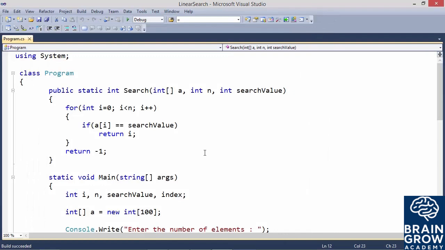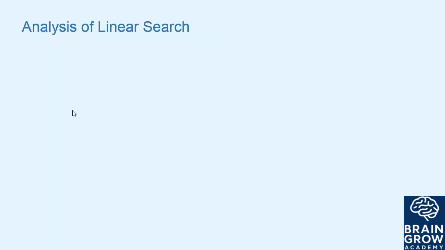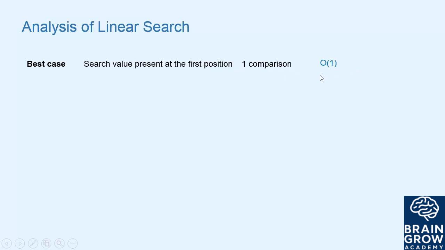Now let's see the performance of this linear search algorithm. Best case for linear search is when the search value is present at the first position only. And in this case, only one comparison is required. So this is order of 1.